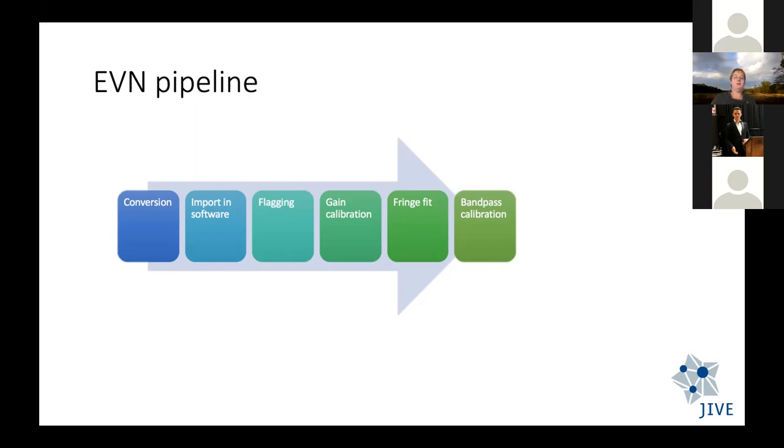We start at the conversion of the data format into a format that we can actually read into the software. So for AIPS, this would be a UVFITS format or AIPS visibility format where you use the FITS-IDI files from the correlator, from the archive to import, and in CASA you convert into the measurement set. And then basically the same steps are followed. You do the flagging, you do your gain calibration and fringe fitting and your bandpass calibration. And at that point, your data is ready for imaging.